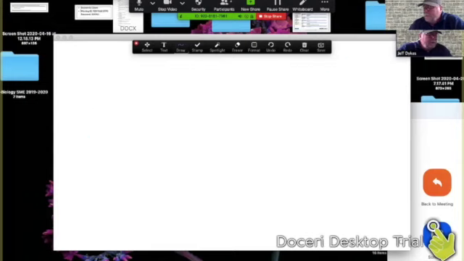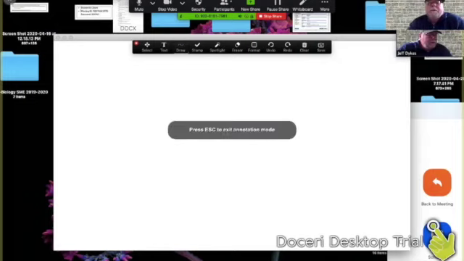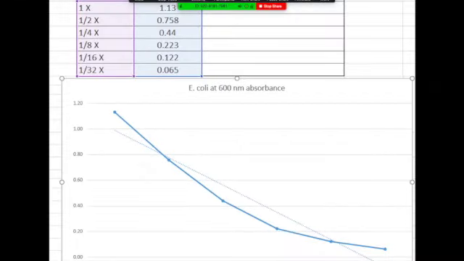Okay, so we have a graph here. I'm going to switch screens to a new share. So this is our results. In the other tube that we did, we took our sample and then we did 1/2 dilutions. And so this is that tube, and we ran it on the spectrophotometer. So we did a 1x tube, our full strength was 1.13 absorbance.